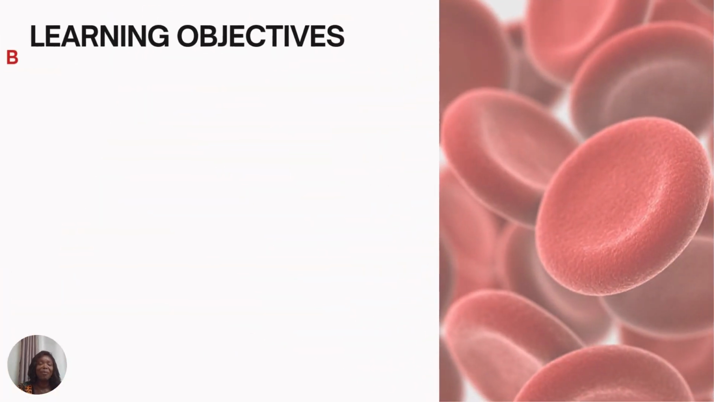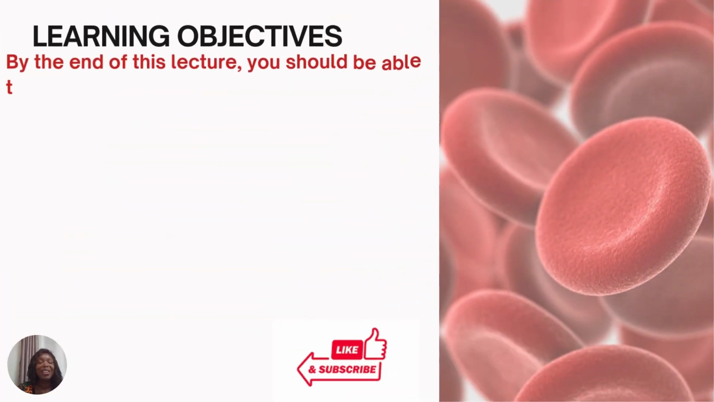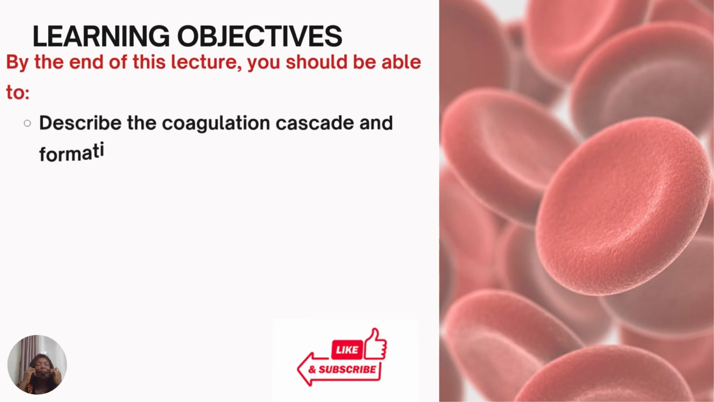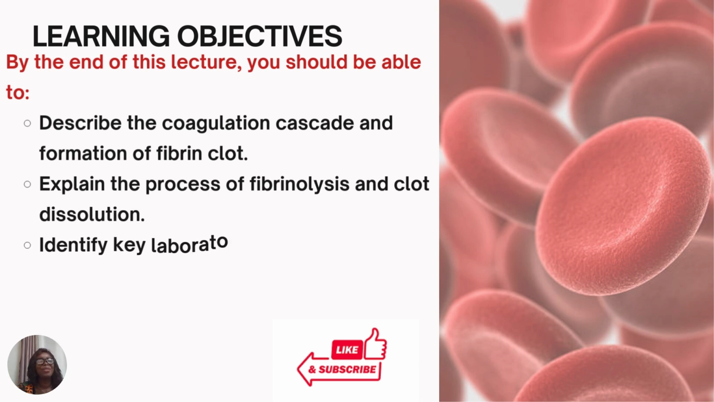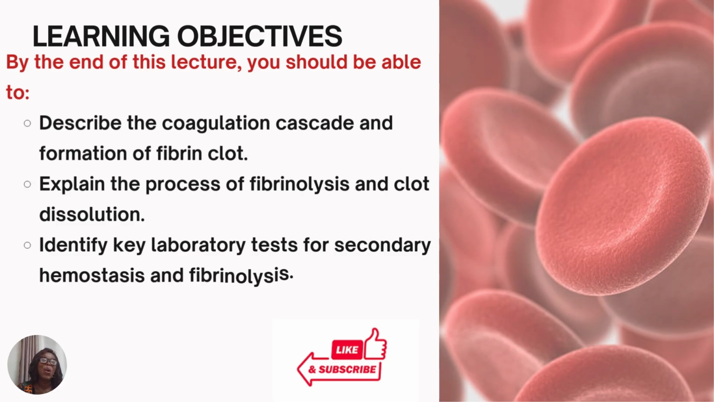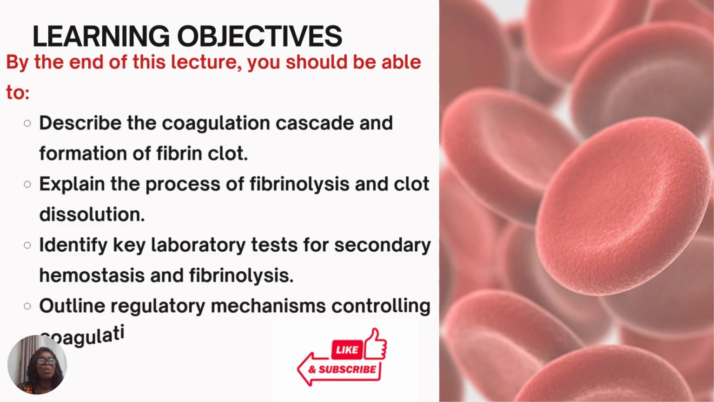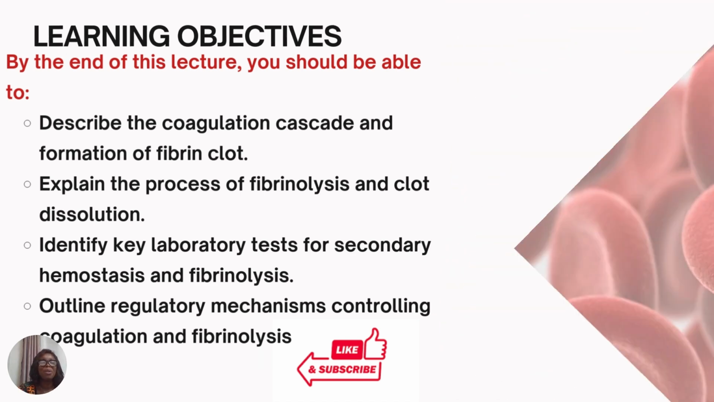Remember, today's lecture is titled Secondary Hemostasis and Fibrinolysis. Learning objectives. It is expected that at the end of this lecture, you should be able to describe the coagulation cascade and formation of fibrin clots, explain the process of fibrinolysis and clot dissolution, identify key laboratory tests that can be used to assess secondary hemostasis and fibrinolysis, and outline the regulatory mechanisms controlling coagulation and fibrinolysis.